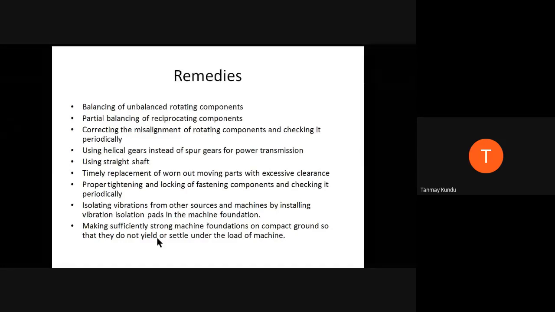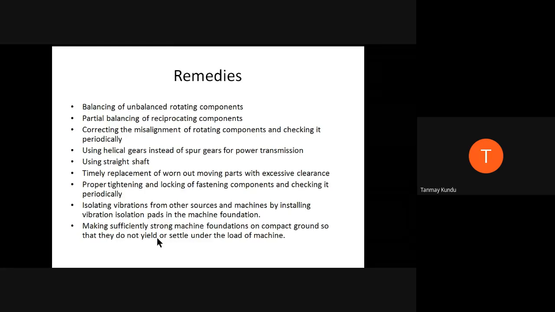So the first remedy is the balancing of unbalanced rotating components. In the first point of the causes, we have seen that the unbalanced rotating component is responsible for the vibration. So obviously the parts which are unbalanced, the reciprocating part or rotating part, we need to balance first. Only then can the vibration problem be eliminated. So the first one is the balancing of those unbalanced rotating parts.